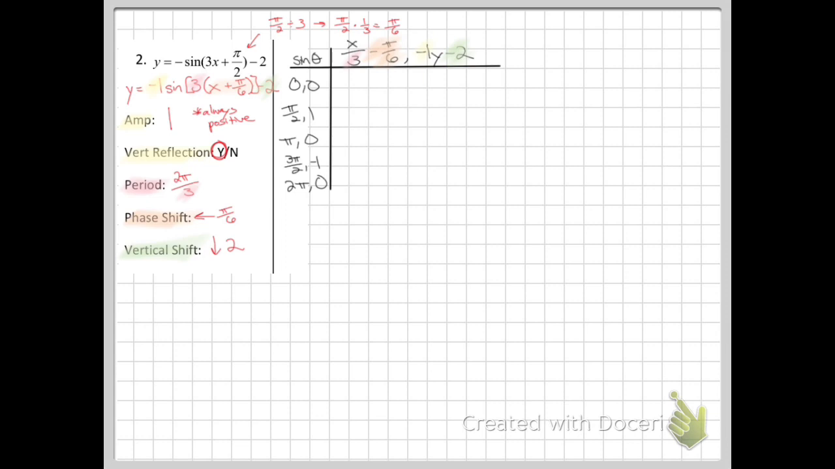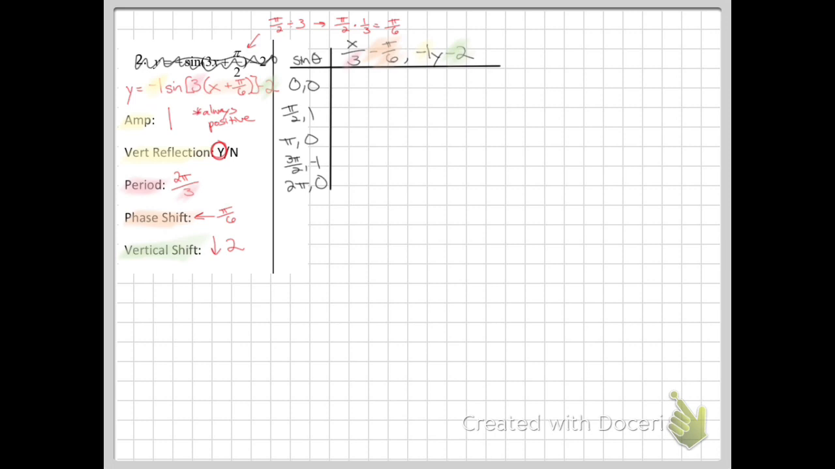So x divided by b, so x over 3. And then the problem says plus pi over 6, so you're going to minus pi over 6. Do the opposite. Remember, once we write our new equation down, don't look at this one anymore. Just look at the equation we wrote. AY plus D, negative 1y minus 2.